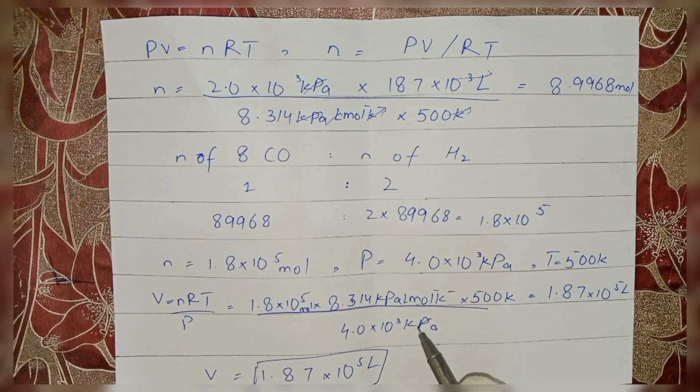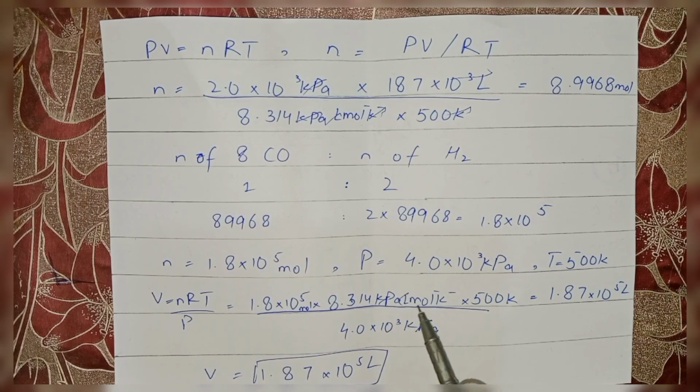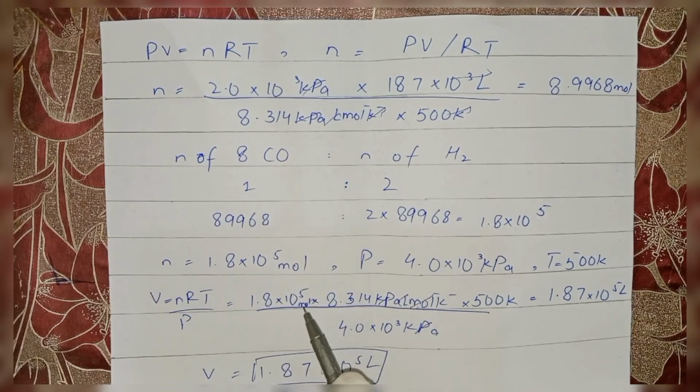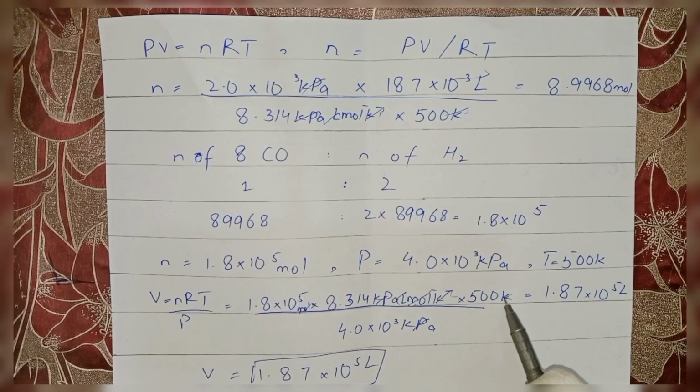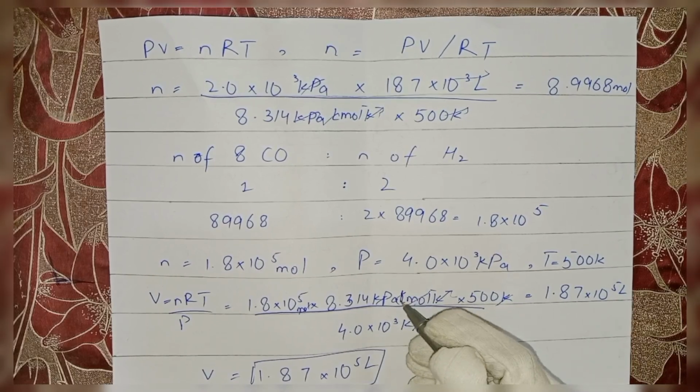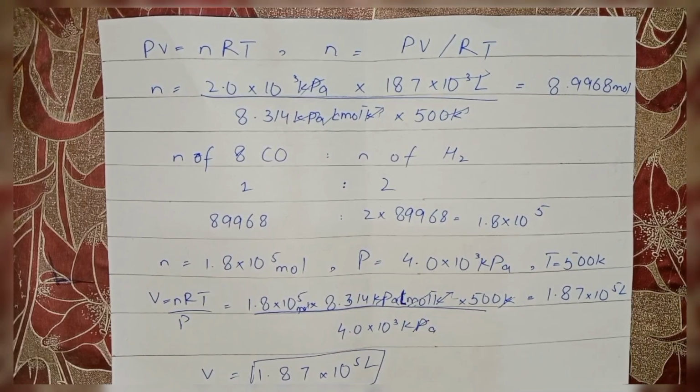We cut the kilopascal with the kilopascal. Liter is the unit that is left, per mole cancels the mole, and per Kelvin cancels the Kelvin, and we are left with only one unit, which is the liter.